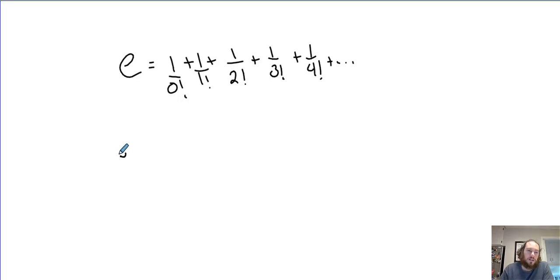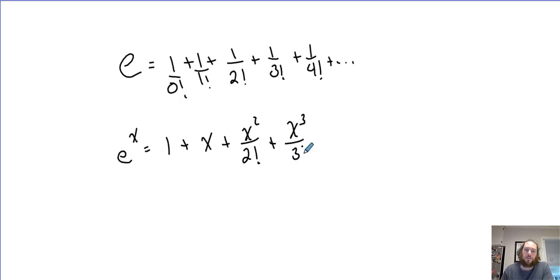And even more specifically, if I were to look at e to the x, which is quite interesting as well, I get 1 plus x plus x squared over 2 factorial plus x cubed over 3 factorial and so on and so on.